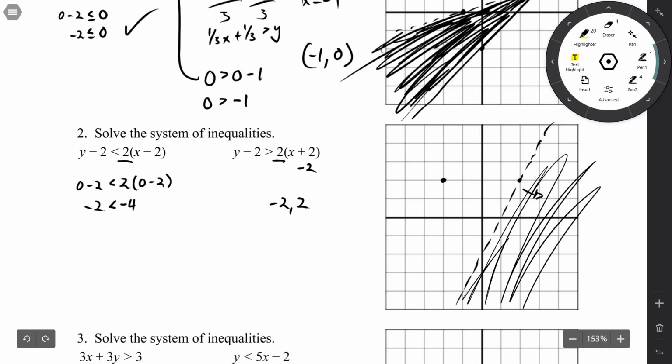So shade in this direction. You might be able to kind of see where this one is going. Same slope. We'd have to try the point 0, 0 on this one here as well. Oh, this is a dashed line as well.